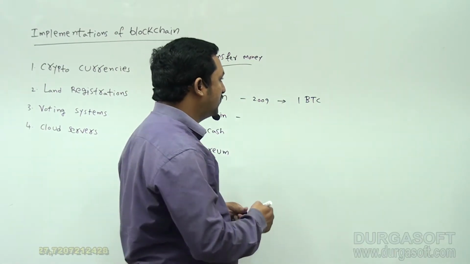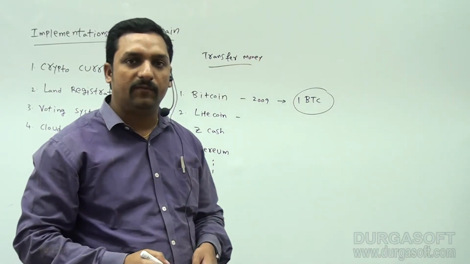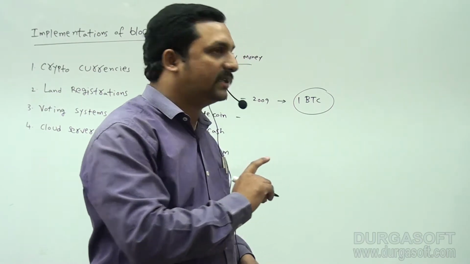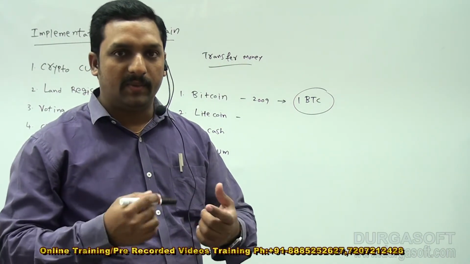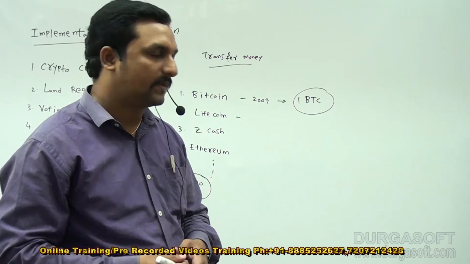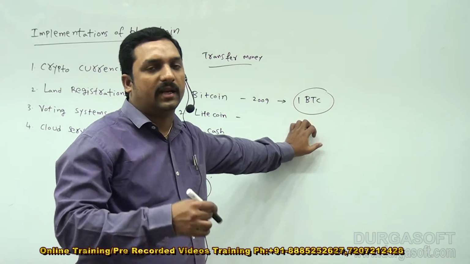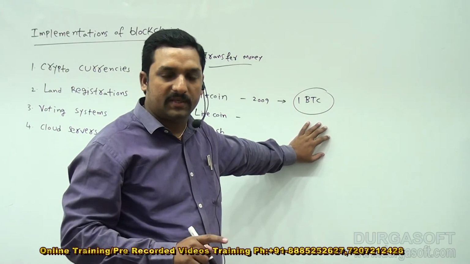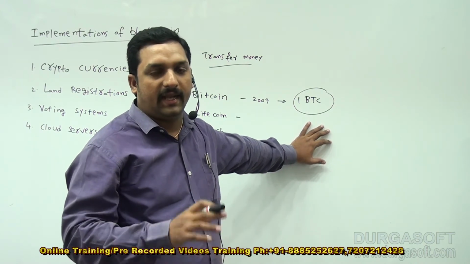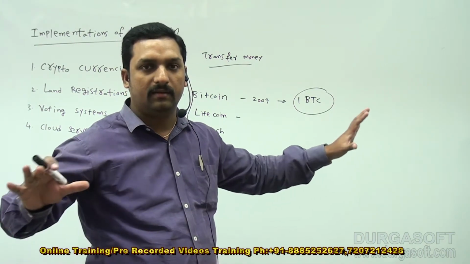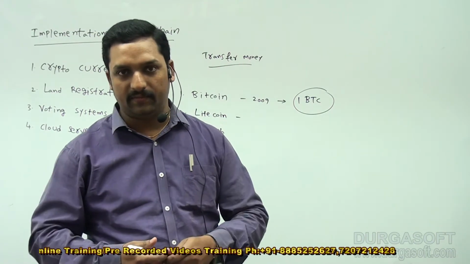But as of now, it's a huge value. Thousands of US dollars is equal to 1 Bitcoin as of now. And the value is not constant. Depending on the market, it will vary. Okay. So in terms of Bitcoin, we can transfer money. Any person can transfer money to any other person without needing any permission from any centralized organization or bank or any other thing.